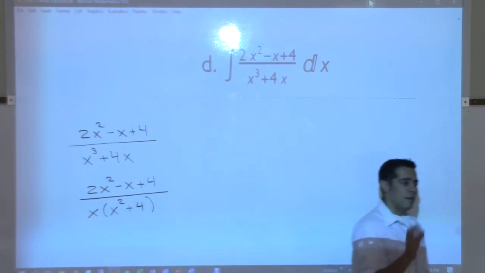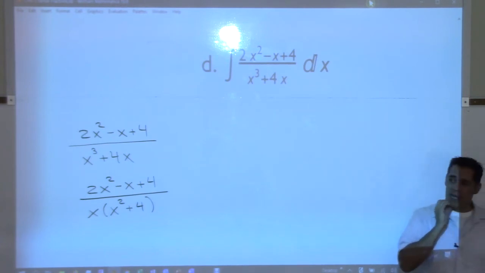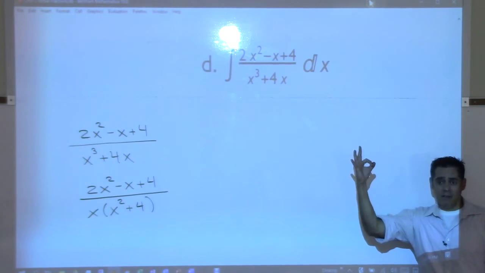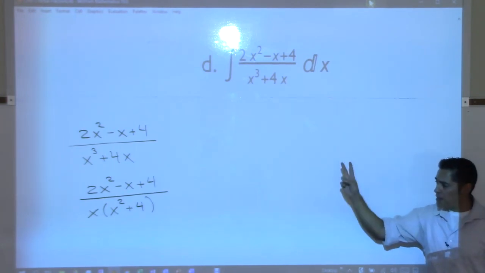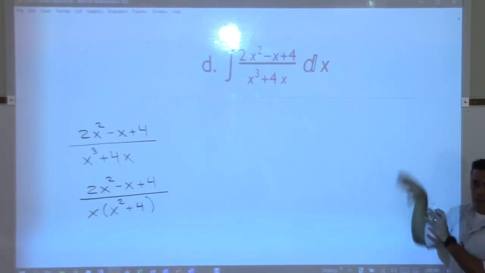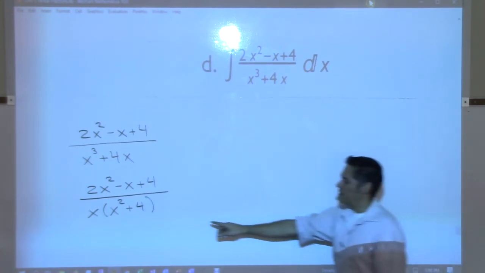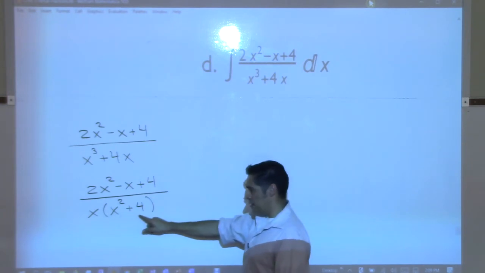No. Now, if it was x squared minus 4, could we? Yes. If that was x squared minus 4, then we would have three distinct linear factors, wouldn't we? We'd have x, x minus 2, x plus 2. We would just do A, B, C on top of those, and we'd be on our way. But we don't. This is an irreducible quadratic.